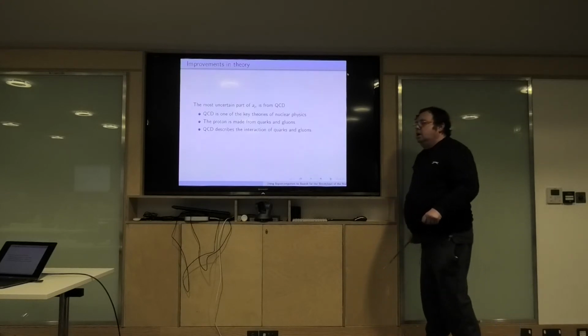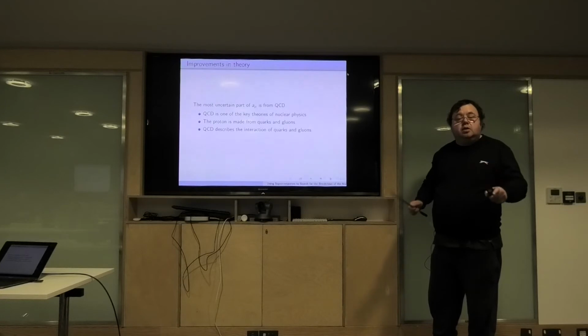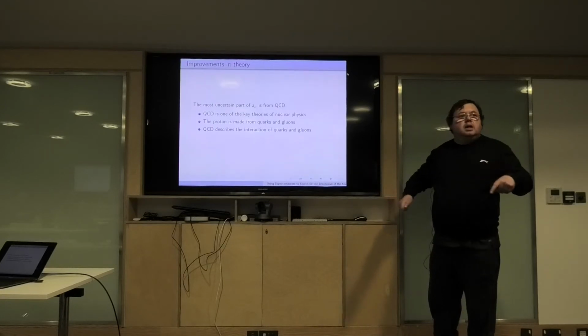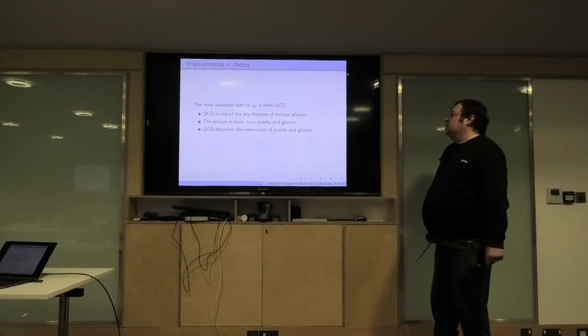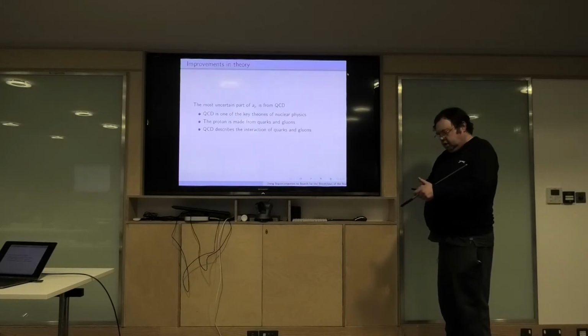Okay, so one of the main errors in this thing is from QCD. QCD is the theory of quarks and gluons. The proton is the main thing that makes up our bodies. It's made from quarks and gluons. And QCD, quantum chromodynamics, describes the interactions of quarks and gluons.